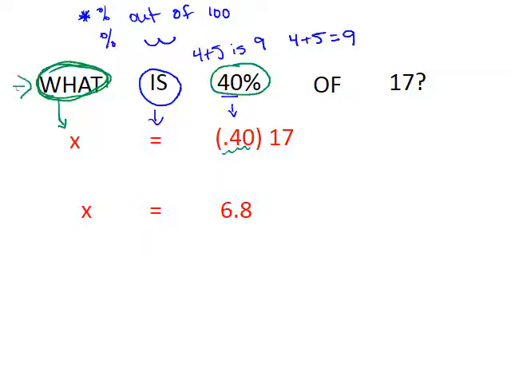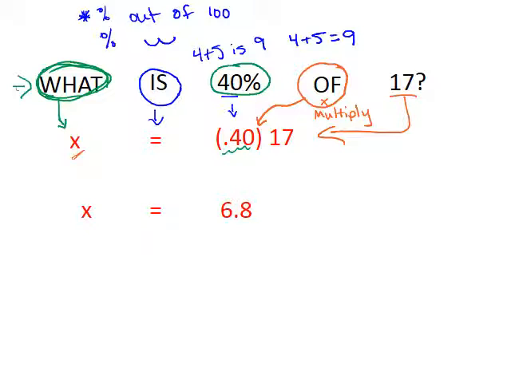The word of means multiply. And I've shown my multiplication with brackets. We wouldn't want to show it with a times symbol because we're using an x as our variable, and so it would be confusing if we used both of those things in the same math sentence. So now that you're using percents, I suggest you use brackets or parentheses to show your multiplication. And then 17, this is already a number, so there it is as 17.